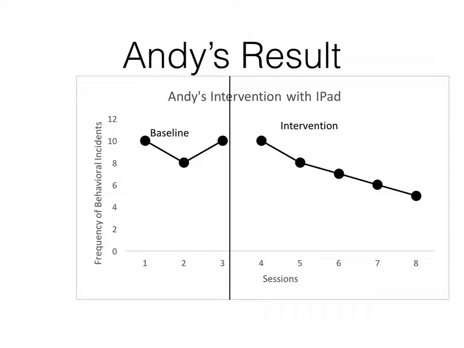We had a stable baseline, therefore we implemented the intervention. After the intervention on day 1, he still had 10 incidents, but day 2 he dropped to 5. And day 3 he had 6. Day 4 he had 5, and day 5 he had 4.